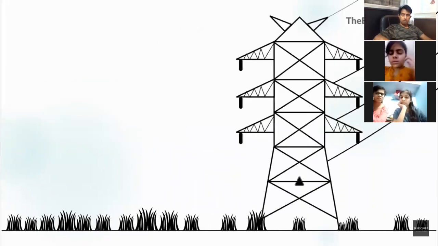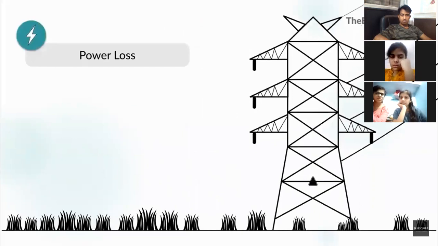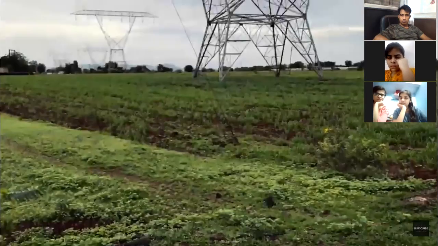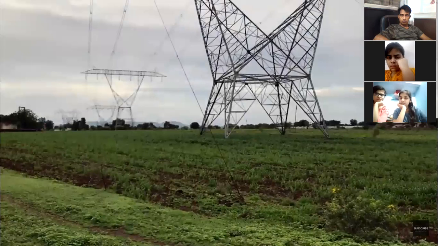Those things are power loss over the entire length of line. Because of the corona discharge, power loss takes place over the entire length of line, even in fair weather conditions. This loss increases when the weather becomes humid.